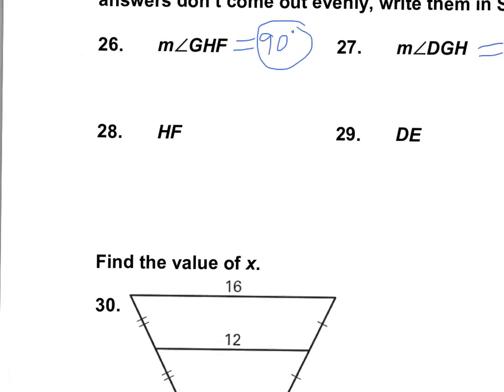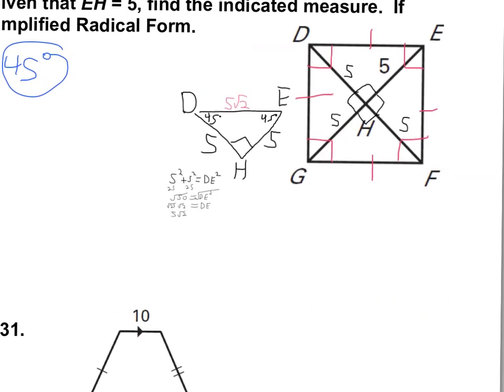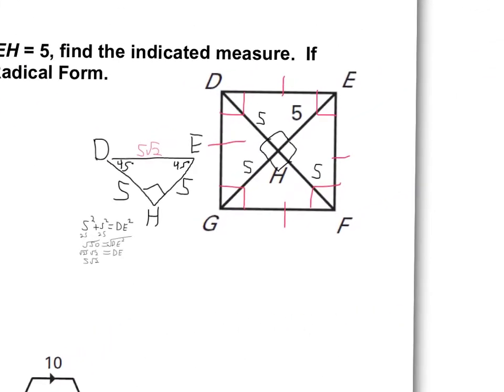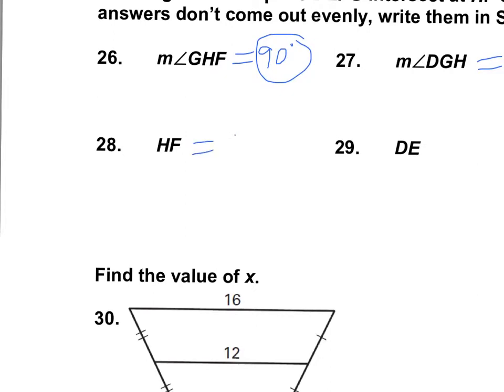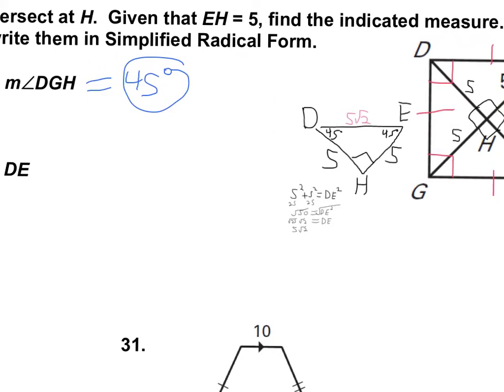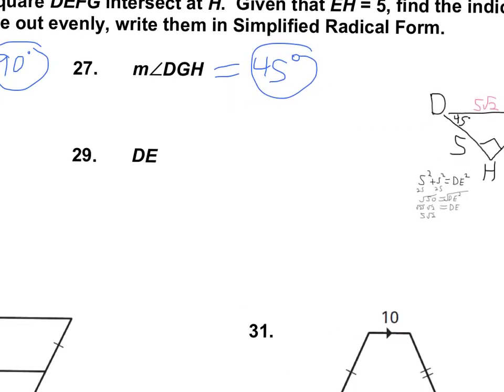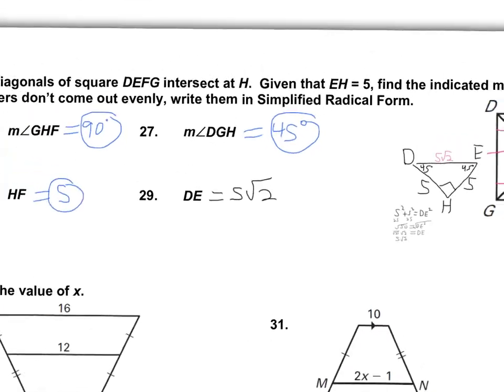Okay. Number 28, HF. H to F. From H to F. Okay, we already figured out that was 5. And DE. D to E. Okay, that was the one that we did all the work to figure out. That is 5 radical 2. That would be the exact answer, and that's what it says to do. Express your answer in simplified radical form.